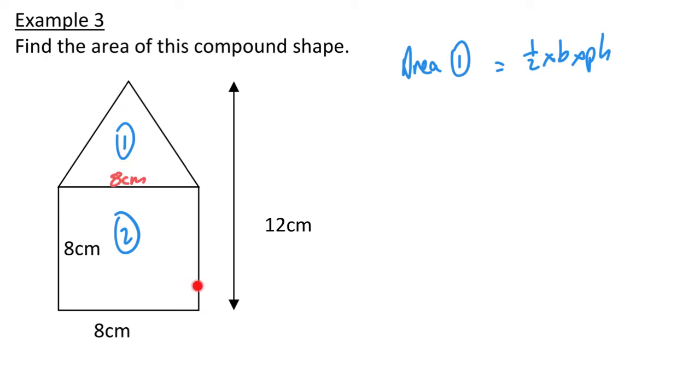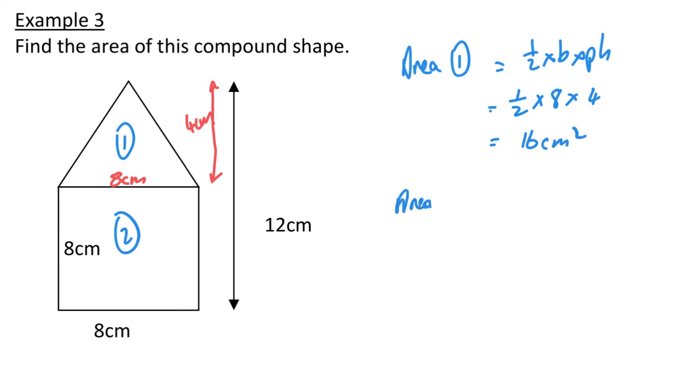Now we know the height of the rectangle, or square in fact, is 8. So that means we've gone up 8 centimeters of the 12 centimeters of the total height, which means the height of the triangle is 4 centimeters. So area 1 then, half times base, so that's half times 8 times the perpendicular height of 4, so that's 16 square centimeters.